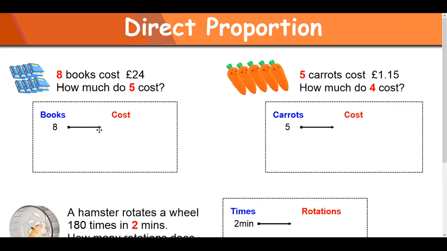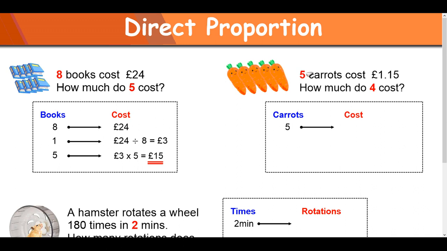Now the questions that I'm going to do with you are all assuming direct proportion is in place. These are some of the types of ideas that you'll be asked to do. Let's say 8 books cost £24. How much do 5 cost? Assuming direct proportion is in place. So 8 books, £24. Easiest way to do it is get the cost of one book. So it's £24 divided by 8, and that gets you £3 per book. To get the cost of 5 books, easy enough to do 3 times 5, which is £15.